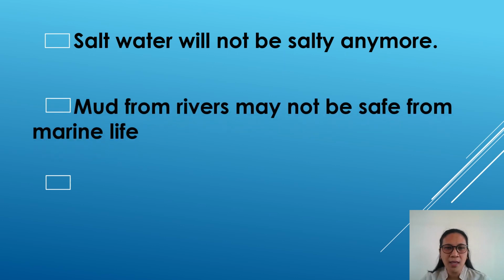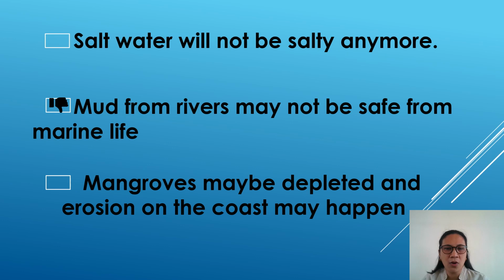Next, mud from rivers may not be safe from marine life. Is it a thumbs down? Okay, so mud from rivers may not be safe from marine life. It will also affect estuaries and intertidal zone. Next, mangroves may be depleted and erosion on the coast may happen. Will it affect intertidal zones or estuaries? Okay, the answer is also thumbs down.